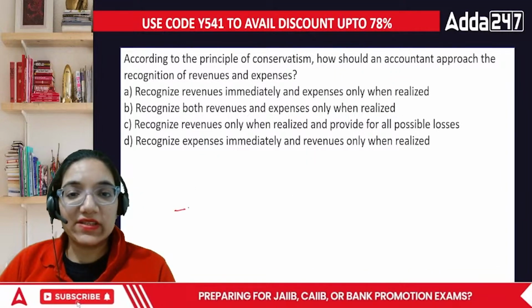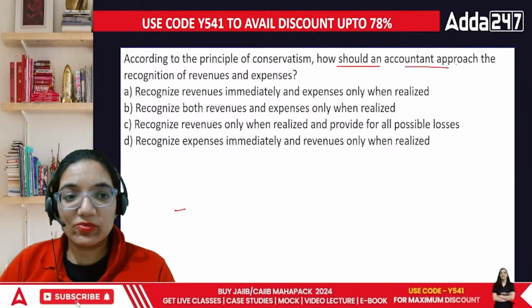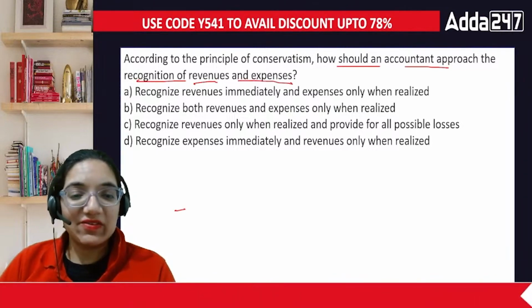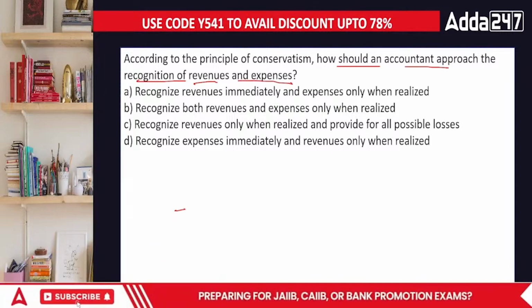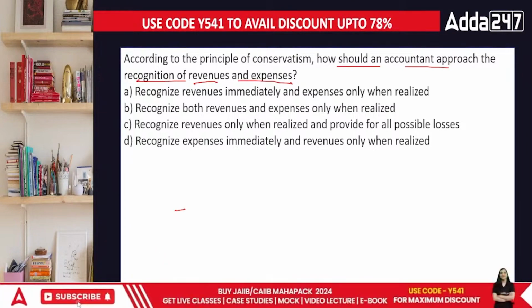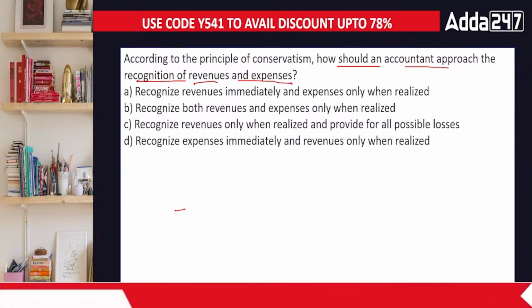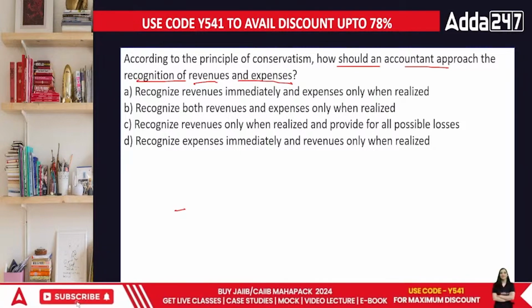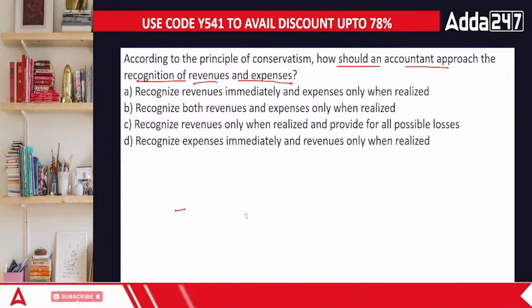According to the principle of conservatism, how should an accountant approach the recognition of revenues and expenses? What's the specific manner, everyone? Recognizes both immediately and the expenses only when realized. Recognize both revenues and expenses when realized. Or recognize revenues only when realized, and provide for all the losses. Or the last one is recognize expenses immediately in terms of revenues.